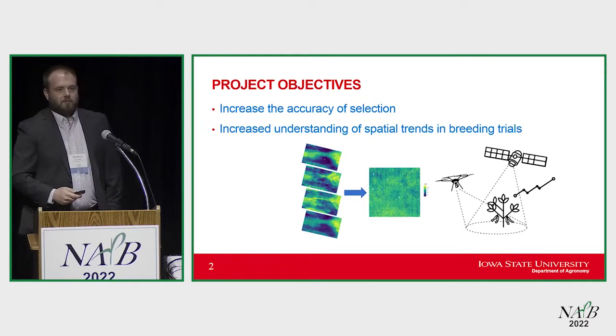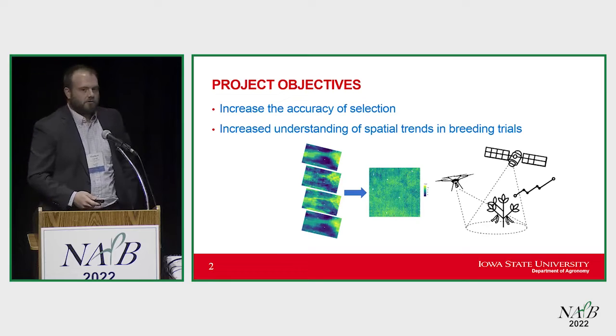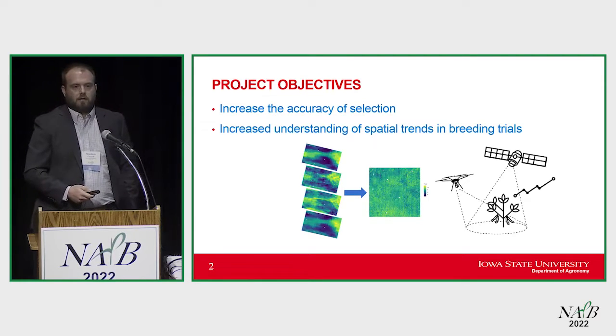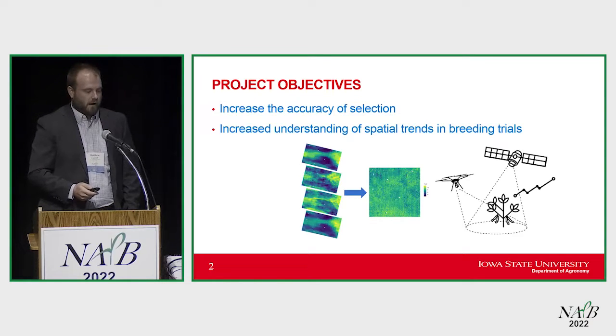But with the advancements in high throughput phenotyping and digital soil mapping, the question is, can I map the different soil features to yield? And can we get more explainability? Can we understand what's driving these spatial trends within our field environment?